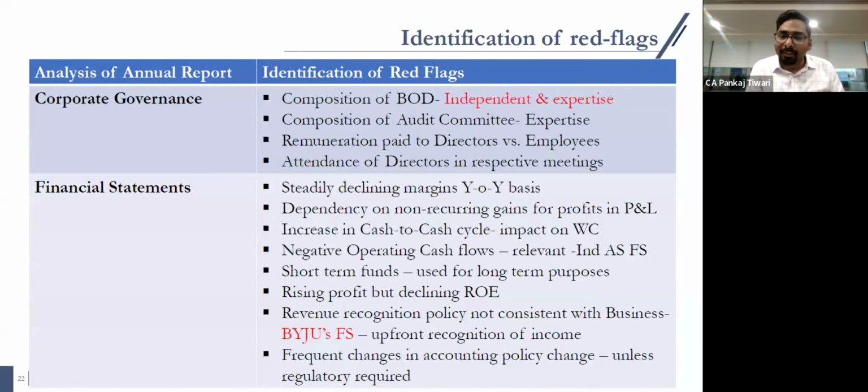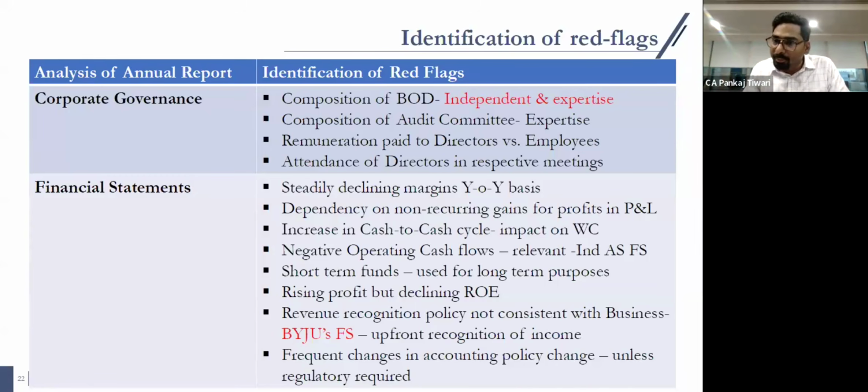So whenever you have to evaluate the corporate governance culture of any organization from the annual report, you should look at what the composition of the board of directors is, what their expertise and experience are, and how independent they are of the company. For the audit committee, look at who the chairman is, what his qualification is, what his experience in the finance field is, and how much time he has spent in the company to become an audit committee chairman.